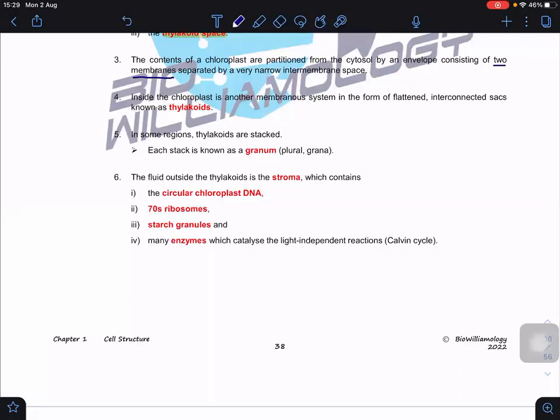Inside the chloroplast, another membranous system is formed, in the form of flattened interconnected sacs known as thylakoids. In some regions, thylakoids are stacked together. Each stack is known as a granum, or plural grana. The fluid outside the thylakoid is known as the chloroplast stroma. It consists of circular chloroplast DNA, 70S ribosome, starch granule, and enzyme. At this moment, just know about the enzyme, but in A2 we need to know the enzyme involved in the Calvin cycle.